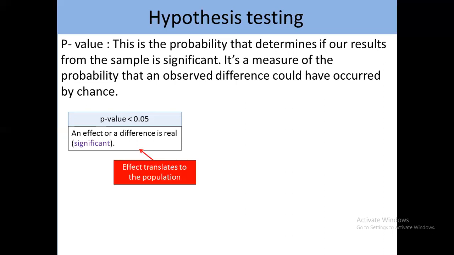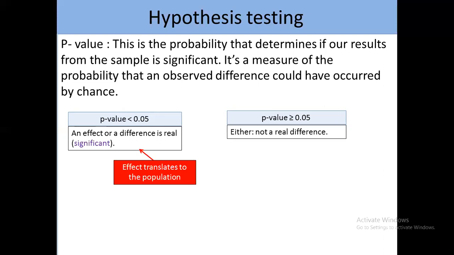And we can now translate it to the population, because we are working with the sample and we need to make an inference on the population. So the p-value will allow us to know if it is significant. If our p-value is greater than or equal to 0.05, either we don't have a real difference or we don't have enough data to prove it.